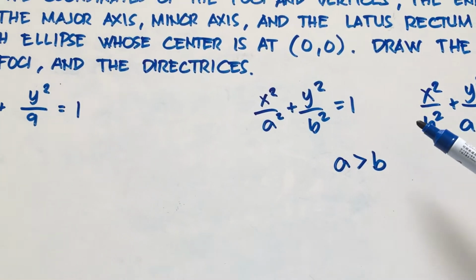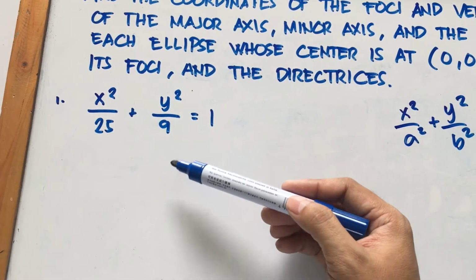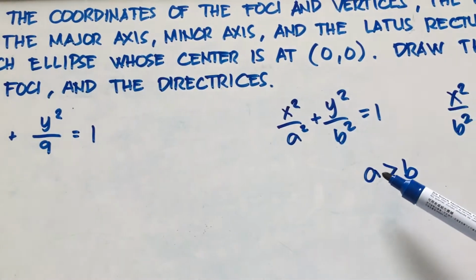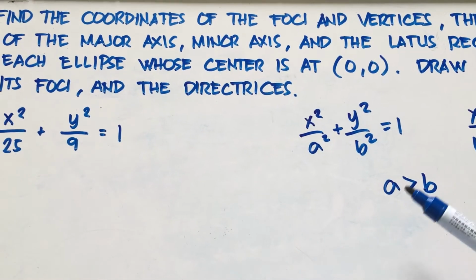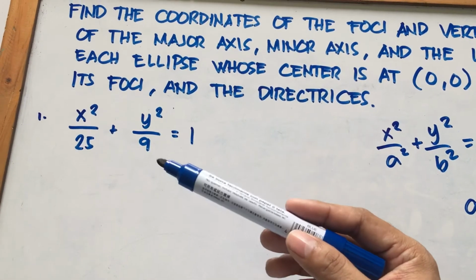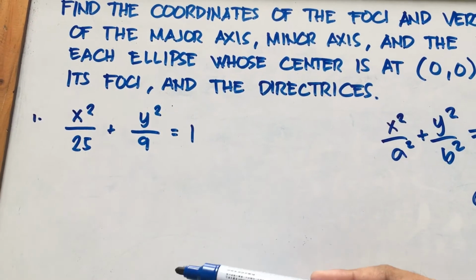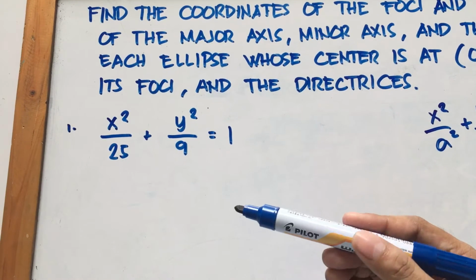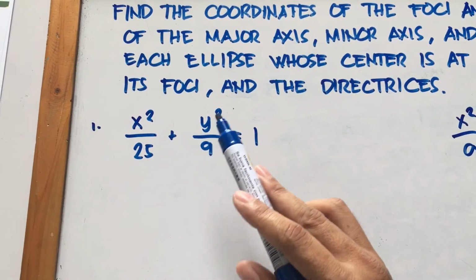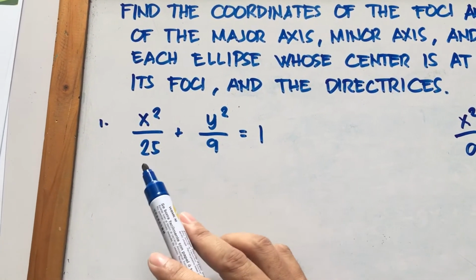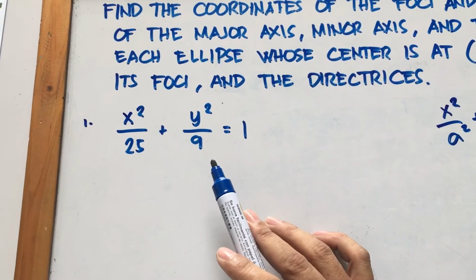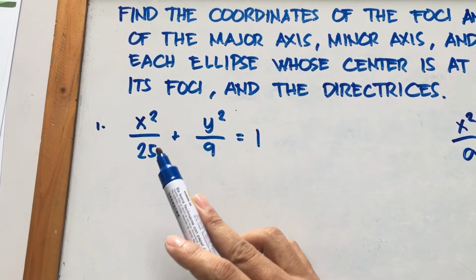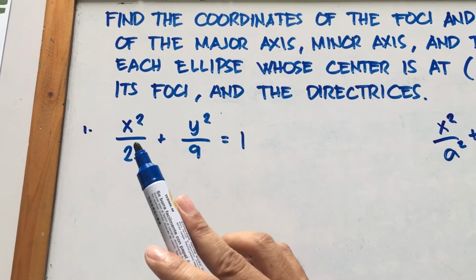Now, how will you determine in our problem the value of your a and the value of your b? Please take note that your a should always be greater than your b. So the greater number in the problem is the value of your a squared. In our given problem, x squared over 25 plus y squared over 9, which is greater, 25 or 9? Of course, the answer is 25. So your 25 is now the value of your a squared.